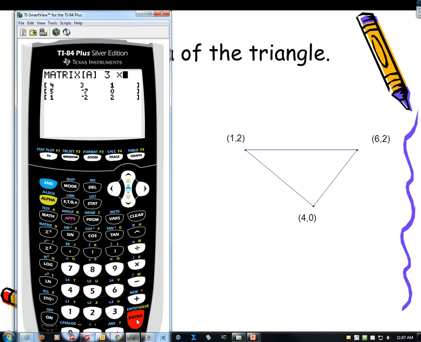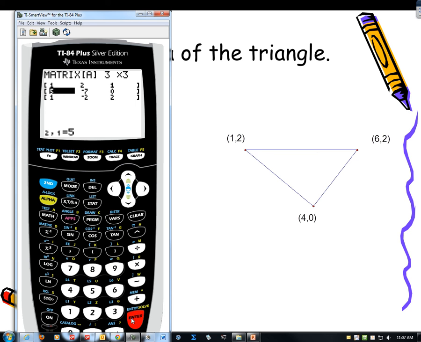No, no. Remember, it corresponds to one of the vertices. So if I choose this one first, it doesn't matter which one, I'm going to do x1, y1, then 1, right? So that's 1, 2, 1. I just take those x and y coordinates in order: 1, 2, and then I always put a 1 in the third column. Okay? So there's my first row, 1, 2, 1.